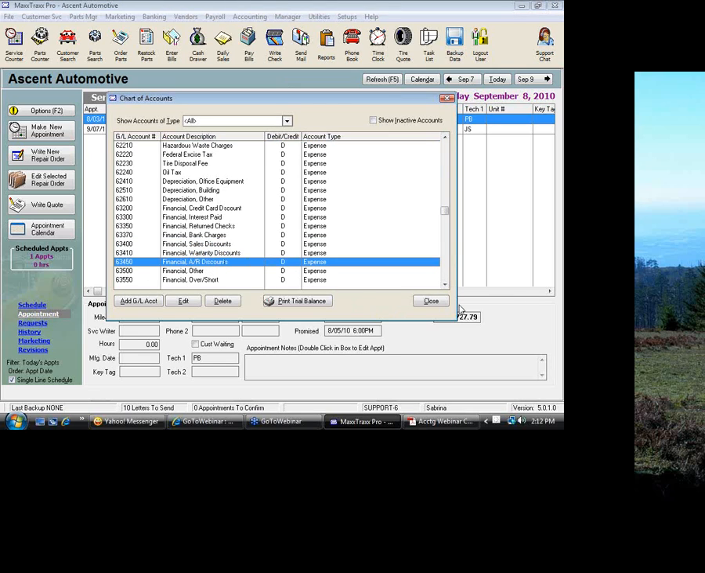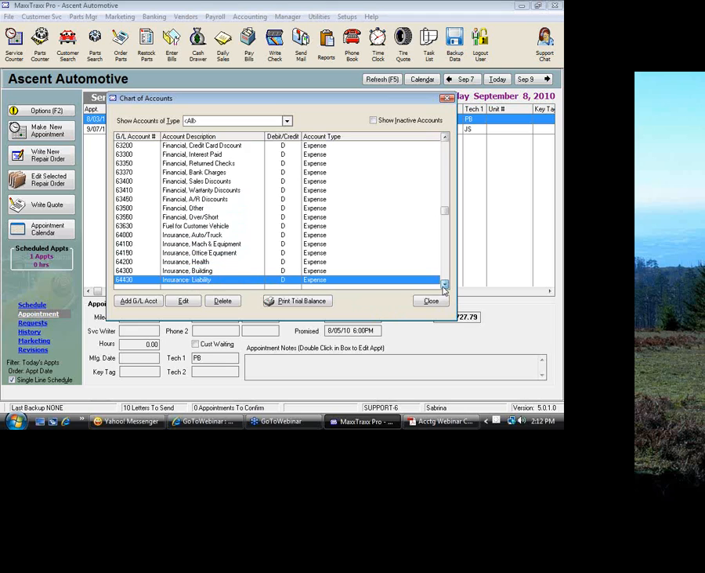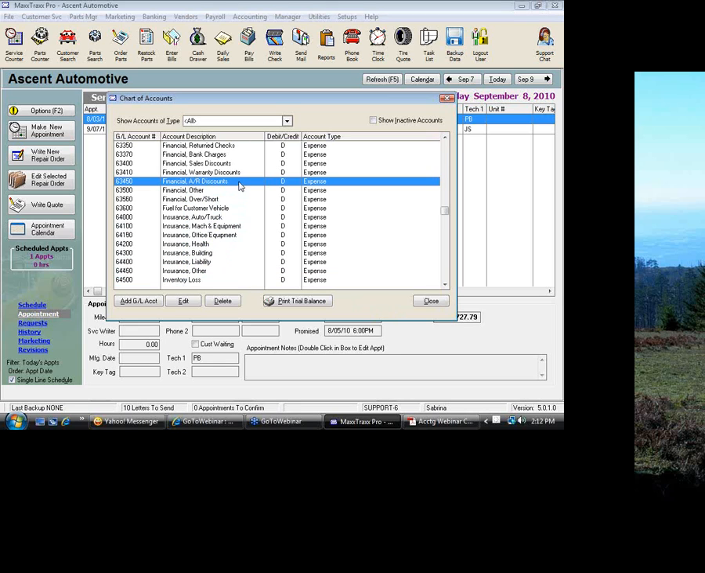So AR discounts is, of course, if we give our customers a discount for paying their bill early. Let's say they pay it within 5 or 10 days or whatever, you give them 2% discount or 5% discount. And that's an expense to us, but sometimes it's worth it to get our cash flow coming in. So same with these, they are just other financial accounts that you can use customizably anywhere.